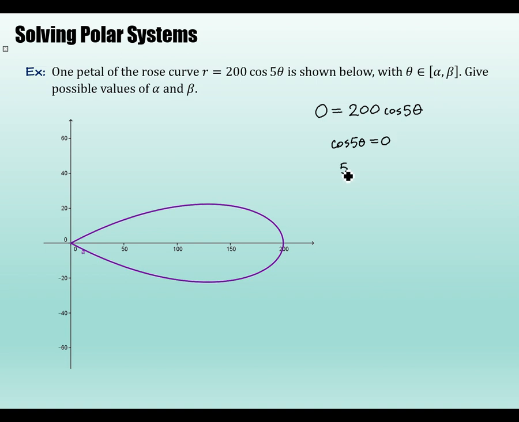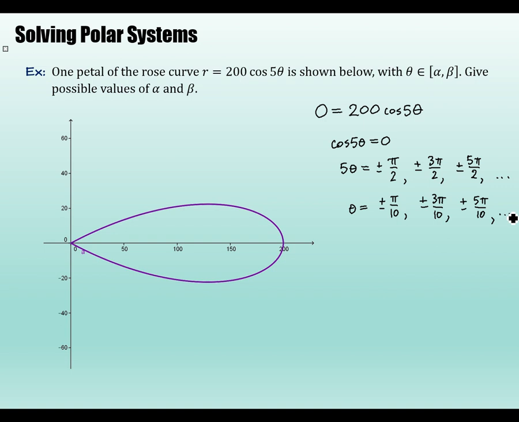So 5 theta equals pi over 2 and 3 pi over 2, 5 pi over 2, etc. And also plus or minus all those things if you want, right? So let's divide by 5 and then we'll have our discussion. Plus or minus pi over 10, plus or minus 3 pi over 10, plus or minus 5 pi over 10, aka pi over 2. Okay?